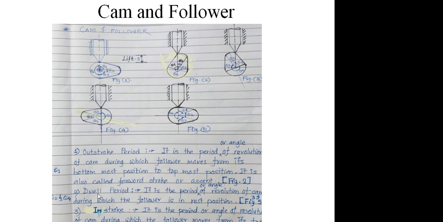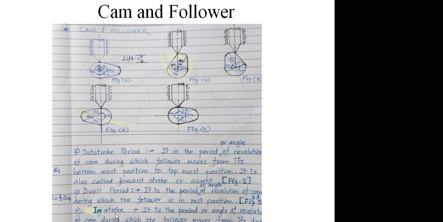The second definition related to follower is the dwell period. It is defined as the period or angle of revolution of cam during which the follower is in the rest position. It is shown in figure number 3 and figure number 5. During the rotation through angle theta 2 and during the rotation of cam through an angle theta 4, the follower is in rest position.